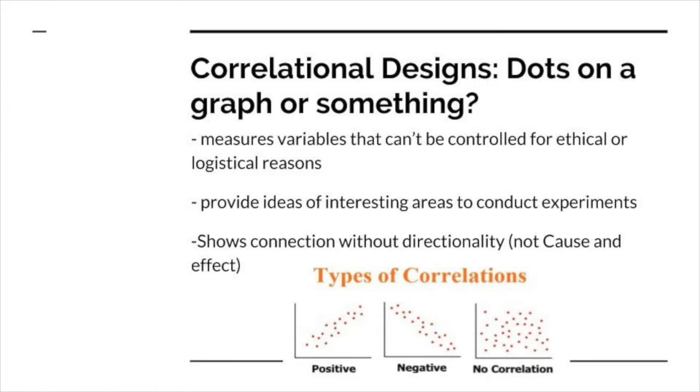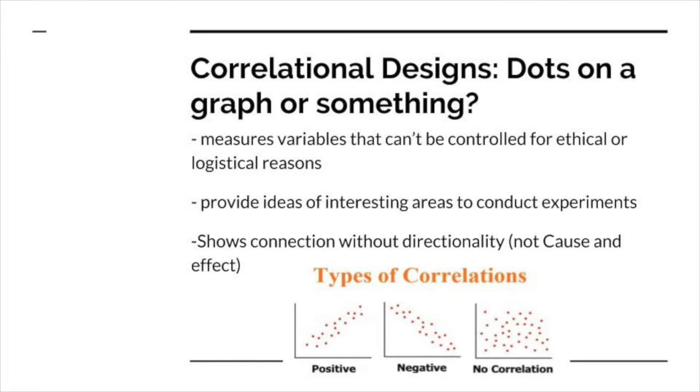Correlations are important because they allow us to measure variables which cannot be controlled for either ethical reasons, such as post-traumatic stress or human malnutrition, i.e. we can't starve people, or for logistical reasons, such as sex or age. We can't change someone's age. Correlations, when used properly, can provide ideas of interesting areas to conduct experiments. Correlation allows us to see a connection between 2 or more variables, but they cannot establish a cause and effect relationship. This can only be done with experiments.